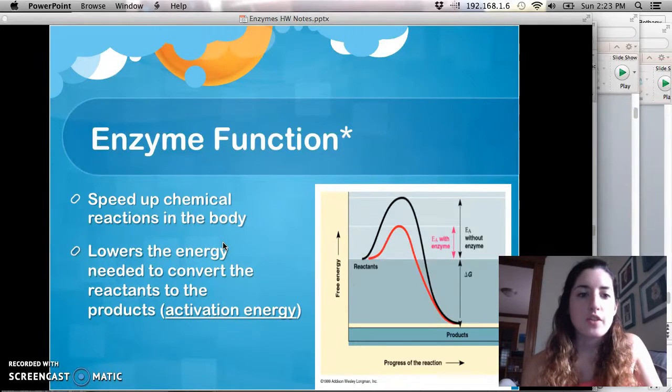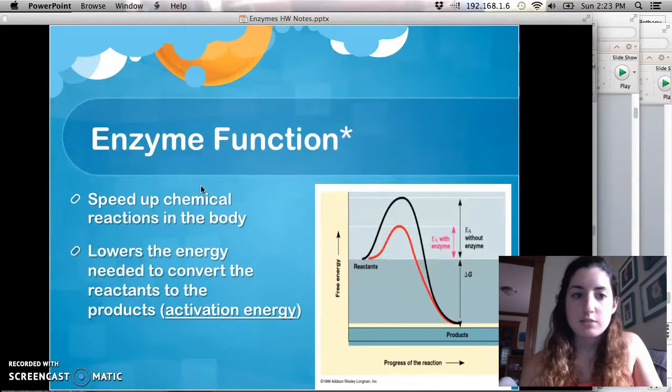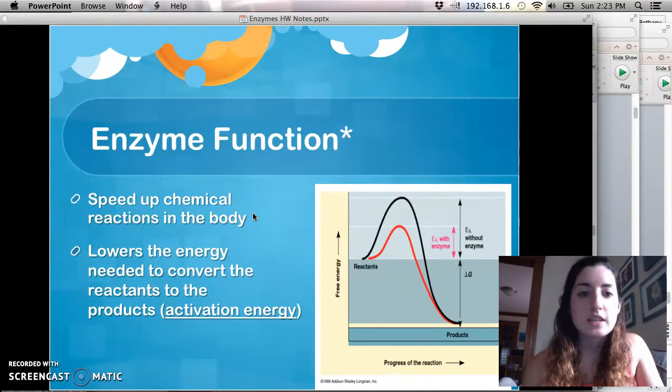All right, so the function of enzymes, as we talked about, is to speed up chemical reactions in the body. So if you, for some reason, did not write that down, definitely write that down. But the reason that they can speed up reactions is because of this. Enzymes lower the energy that's needed to convert the reactants to the products.